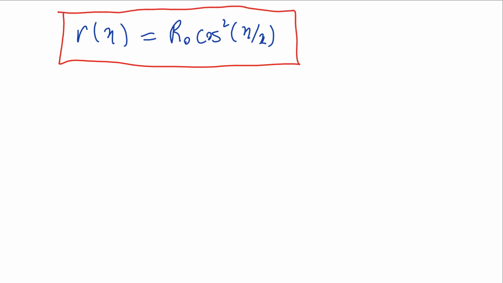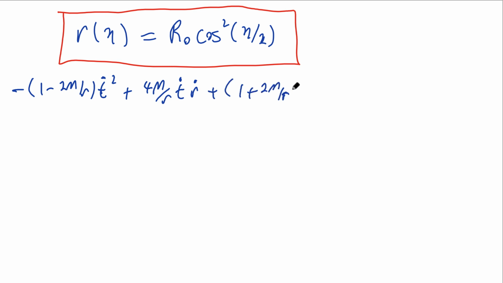And the other equation that comes from equating the coefficients of d eta squared is minus (1 minus 2m over r) times t dot squared plus 4m over r t dot r dot plus (1 plus 2m over r) times r dot squared equals minus R naught cubed over 2m times cosine to the fourth power of eta over 2. Now we can insert this result for r of eta everywhere we see r here, and also differentiate this with respect to eta and insert that for r dot here and here.